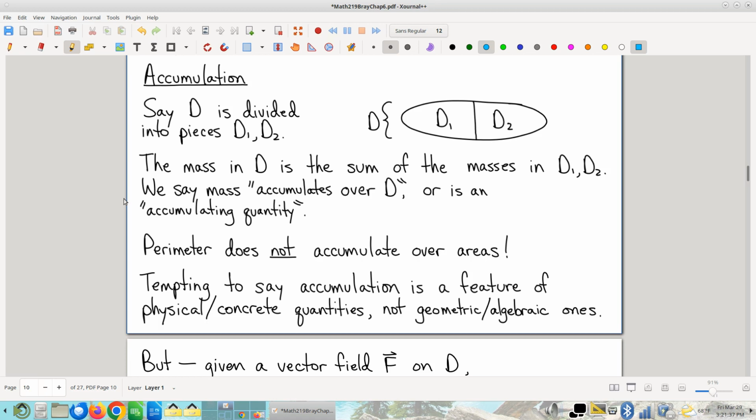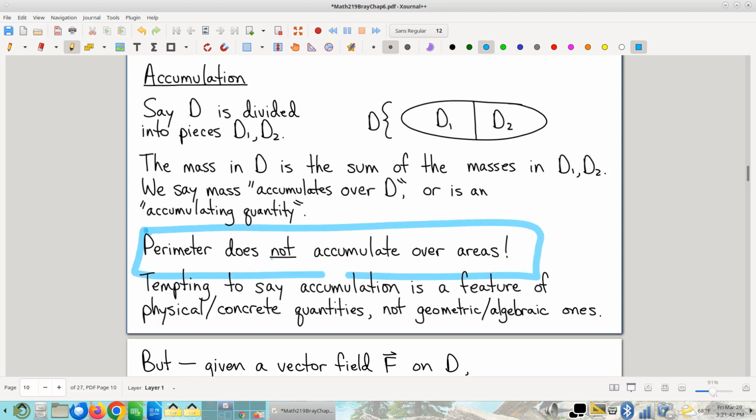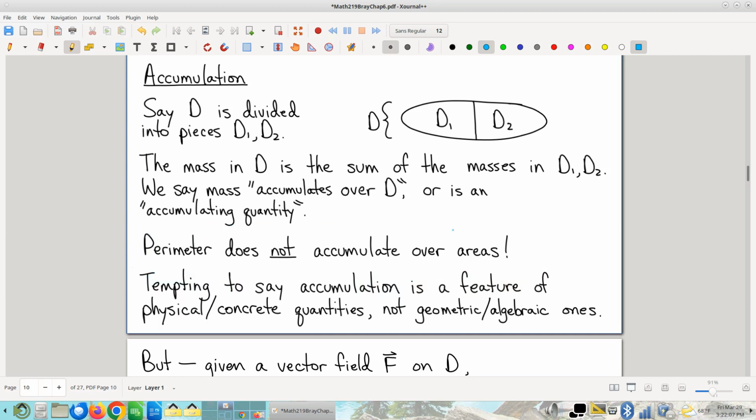So some things accumulate, some things don't, right? And very importantly, we can't just go around assuming that everything accumulates and writing integrals to represent every little thing, because you can't. Again, a nice, easy little example: perimeter does not accumulate over areas. The perimeter of the whole is absolutely not the same as the sum of the perimeters of the parts. So we've got to be careful before we go around making claims about such.